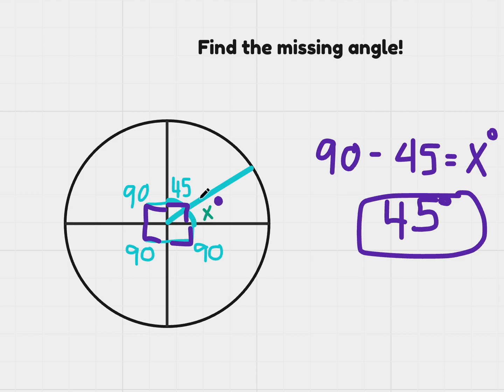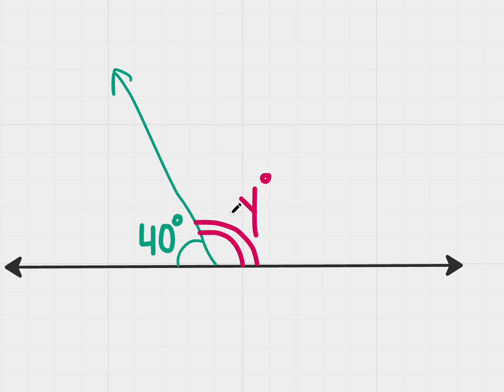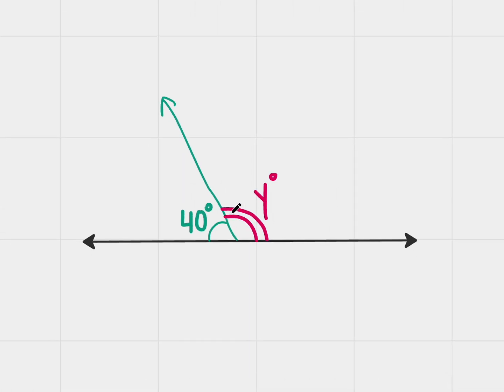If you do 360, the entire circle, minus 90, minus 90, minus 90, minus 45 to get the value of X, that's a lot of work. You can also just do 90 minus 45. There are many ways you can solve this problem. You could even do 180 minus 90 minus 45 to get X if you wanted to. So let's try this problem. Let's find the missing angle y.